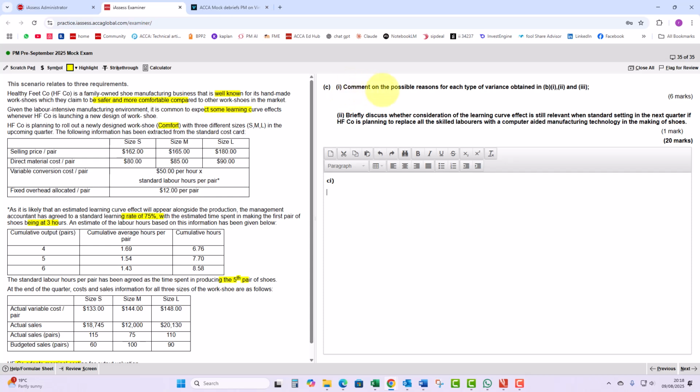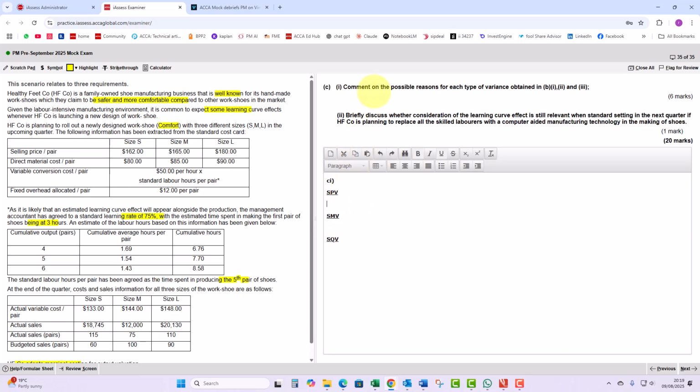So next we need to comment on the possible reasons for each type of variance in B1, B2 and B3. There's 6 marks. It's a shame the question doesn't come across because we might need to flick back and forth a bit. The 3 obvious headings are the three variances.